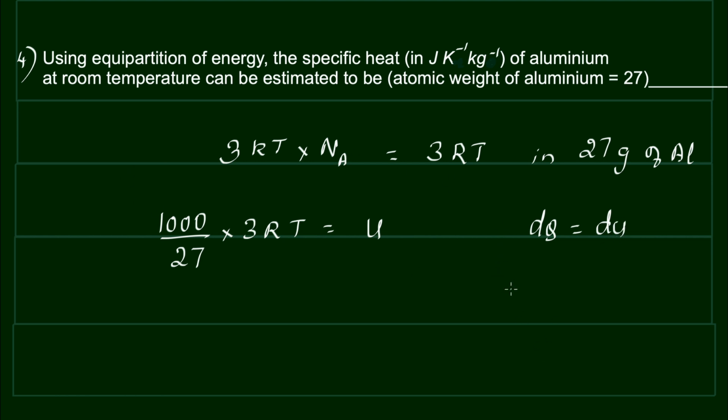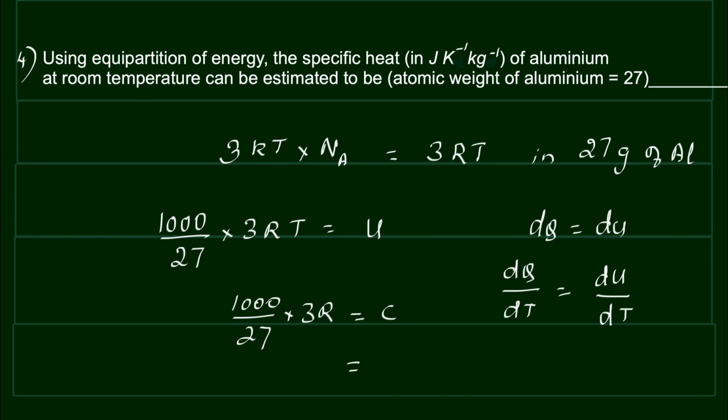Now specific heat here is the heat supplied per kilogram per unit change in temperature. That becomes the change in the internal energy per kilogram per degree Kelvin. This is the amount of internal energy per kilogram, so differentiate it with respect to the temperature. It becomes 1000 by 27 multiplied by 3R. That is our specific heat. This turns out to be 922.2 joules per kilogram per Kelvin.